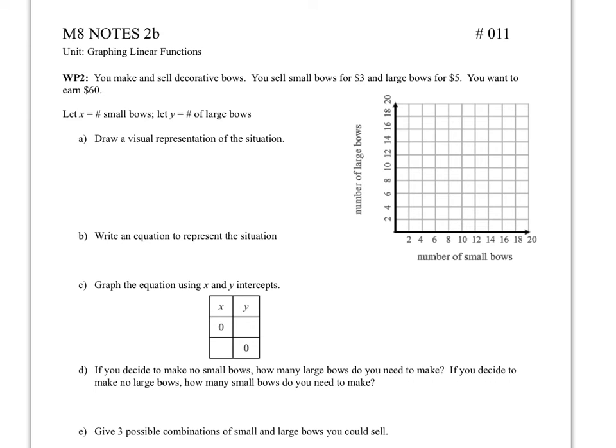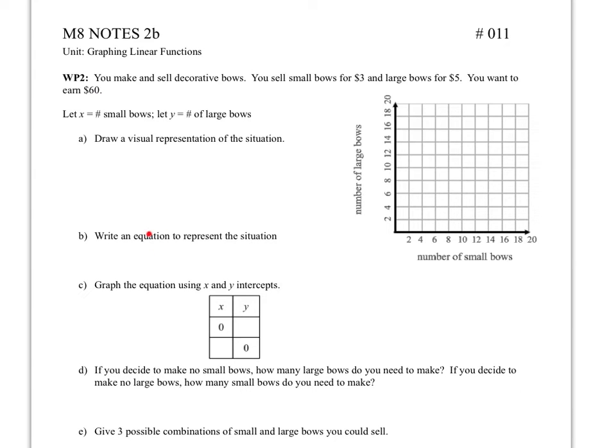So on this next example, we are making and selling decorative bows. We're selling small bows for $3 and large bows for $5, and we want to earn $60. One thing that comes up often when doing this problem is, well, it would be okay to make more than $60, right? Yes, in real life that's true, but for the purposes of this problem, we're going to pretend we want to make exactly $60, no more, no less.